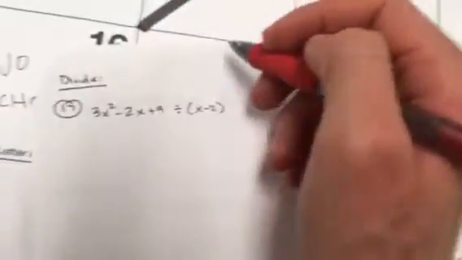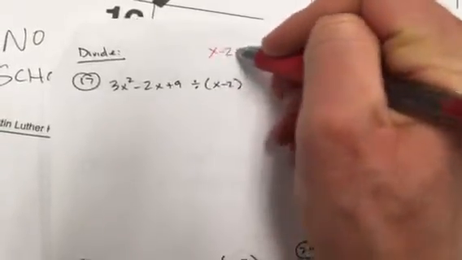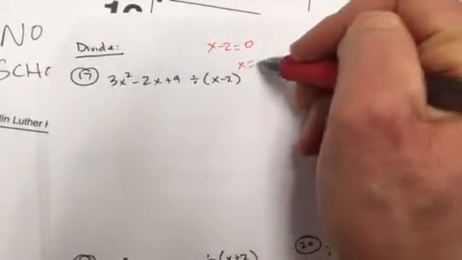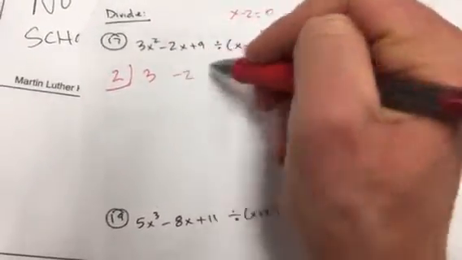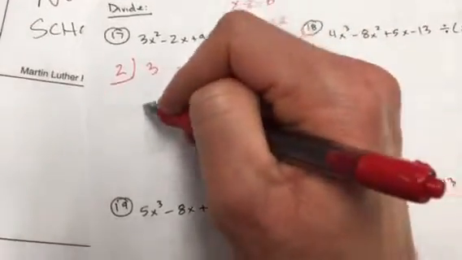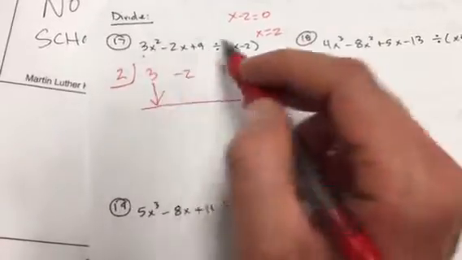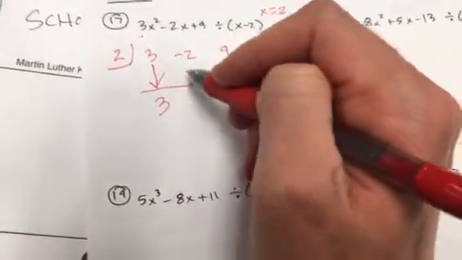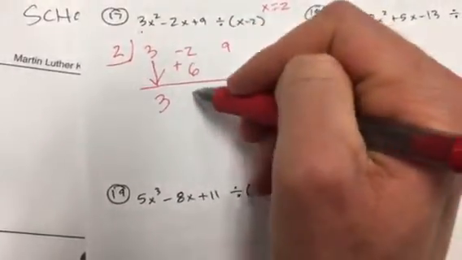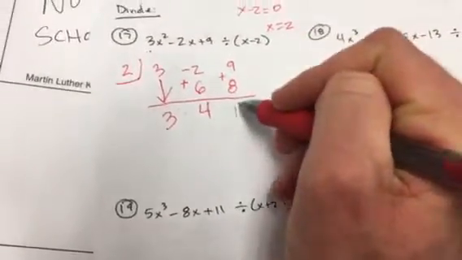All right, let's try some with synthetic division. When you do synthetic division, you always set what you're dividing by equal to 0. x minus 2 equals 0, so x equals 2 goes in what we call the cubby. 3 for 3x squared, negative 2 for the x, 9 for your constants. Bring that 3 down because you're really doing 3x squared divided by 1x. 3 divided by 1 is 3. Then you always do cubby times this number, 6, and you add these two together, 4. Cubby times this number, 8, add them together, 17.